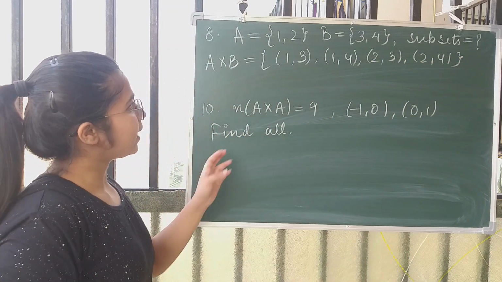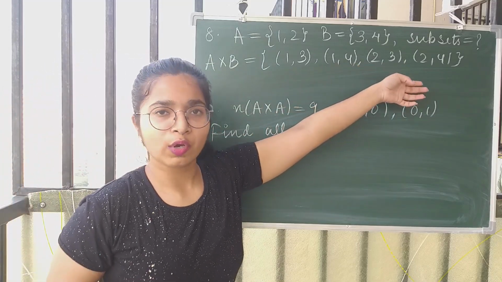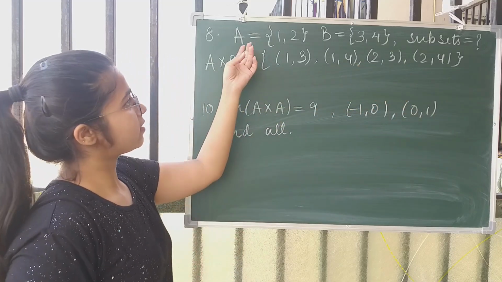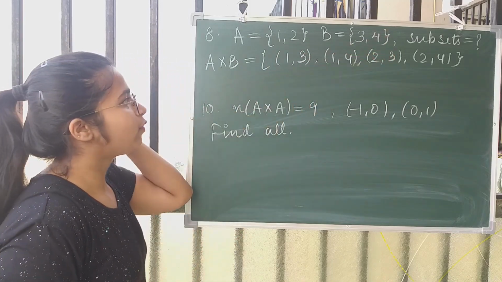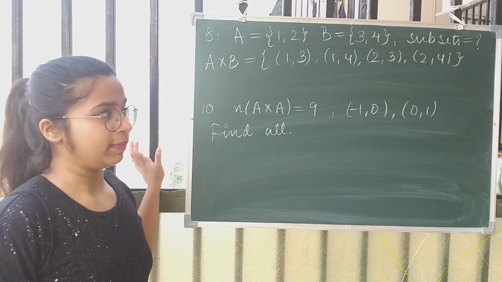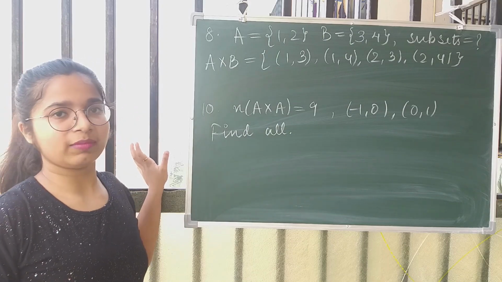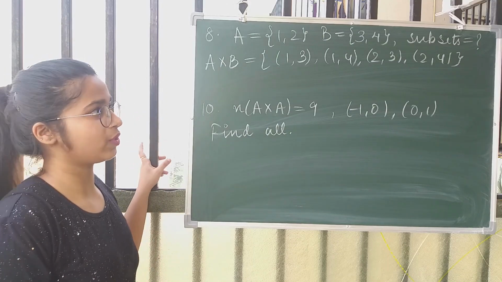So you can see that A cross B has 4 elements. Why so? Because A had 2 elements and B had 2 elements as well. So therefore A cross B has 4 elements. Why? Because A cross B में कितने elements होते हैं? The product of both the numbers of elements.